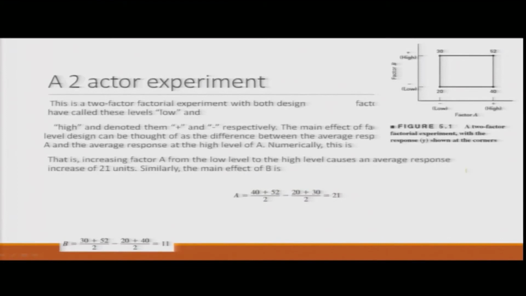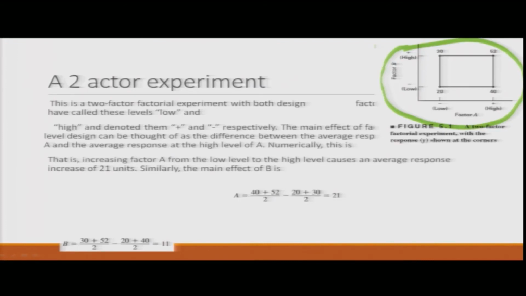Numerically this can be thought of like in the diagram which I have. There are basically 2 factors, factor A and factor B. I will highlight it with the green highlighter. This is the diagram, and it can be a combination of more than 2 factors also.